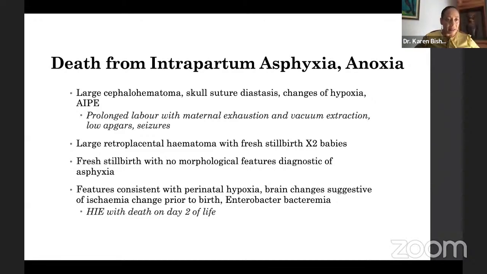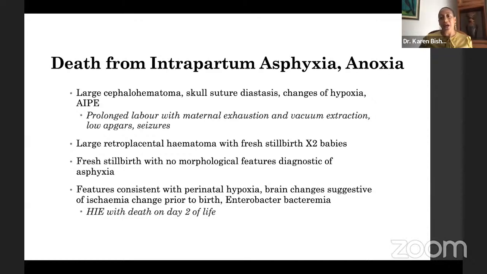So these are the 4 infants. Well, it's 5. So in 2 babies, there was a large retroplacental hematoma with fresh stillbirth. It was actually difficult to categorize these babies because they were premature infants. Well, they were preterm and under 30 weeks.